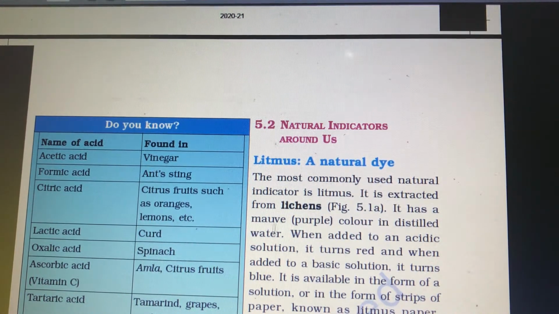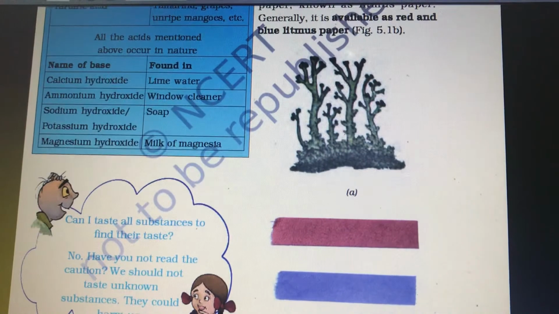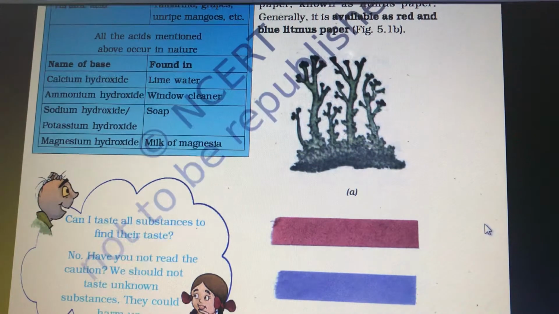Now here we also have a table in which the items are given: acetic acid, present in vinegar; formic acid, present in ant sting; citric acid, present in citrus fruits; lactic acid, present in curd; oxalic acid in spinach; vitamin C in amla and citrus fruits. As we move down, here are some bases also, like calcium hydroxide, ammonium hydroxide, which is present in window cleaners like Colin, then potassium hydroxide, magnesium hydroxide, etc. Here the litmus strips are also shown, the red and the blue litmus strips.